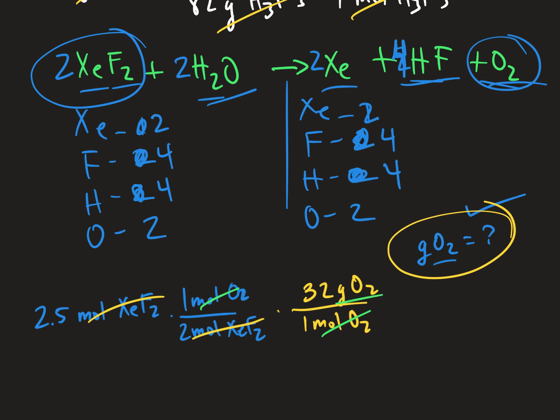And we have grams of O2. That's what we're looking for. So that tells us we can stop. And we should get 40 grams of O2. Good? How comfortable, confident do you feel on this? Ready to move on to the last one?